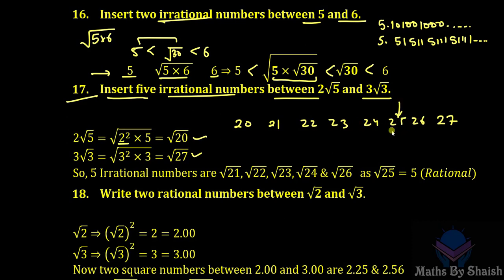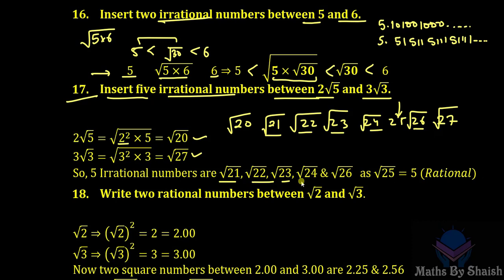Since 25 is the only number which is a square number, its square root would be rational. Otherwise we can take any number: square root of 21, 22, 23, 24, and 26 would be in the same order, and they are going to be in between root 20 and root 27, which is 2 root 5 and 3 root 3. So these are the numbers. In case they require a little bit more, you can use any other method, even the previous method. So next let's discuss the 18th question.